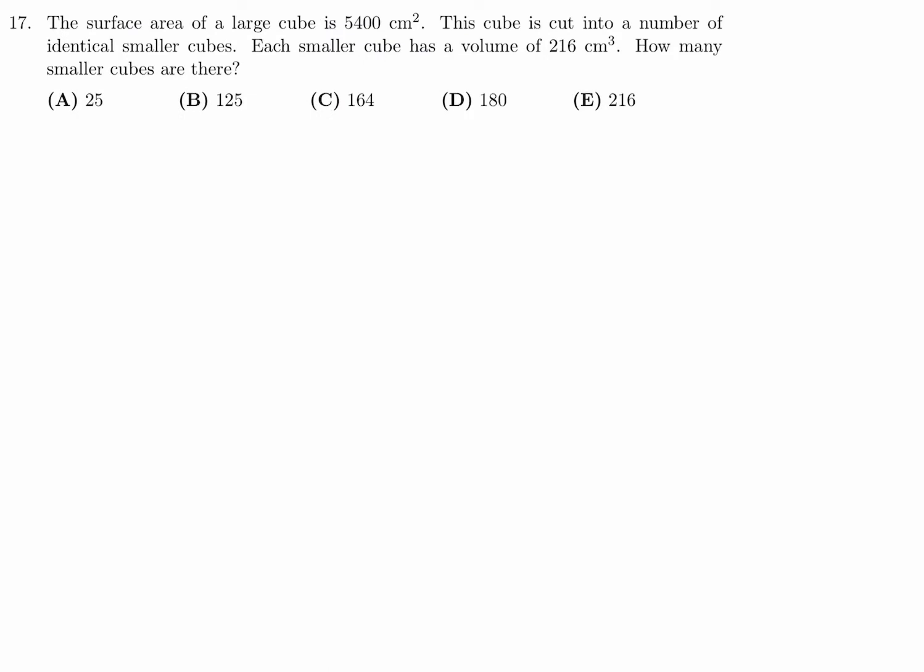The surface area of a large cube is 5,400. This cube is cut into a number of identical smaller cubes. Each smaller cube has a volume of 216. How many smaller cubes are there? So the surface area is equal to 6 times the area of one of the faces of a cube. And if the cube has side length equal to x, the area of a face, since a face is a square, is just x squared.